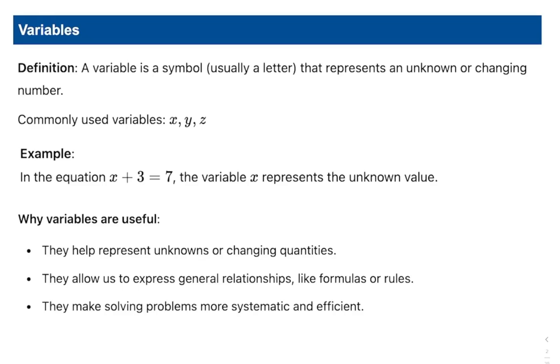For example, in this equation, x plus 3 equals 7. The variable x represents the unknown value. This is a linear equation. We can solve the equation, and we know that x equals 4.